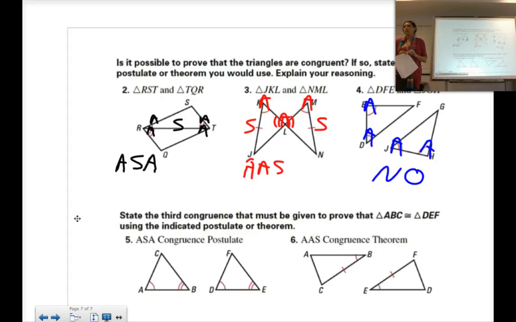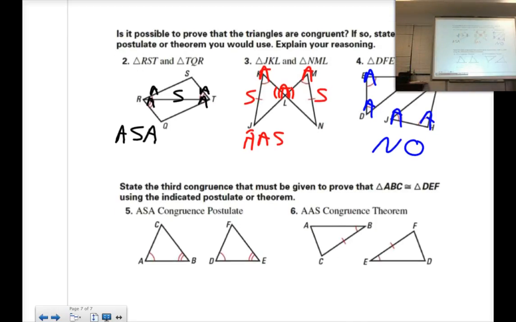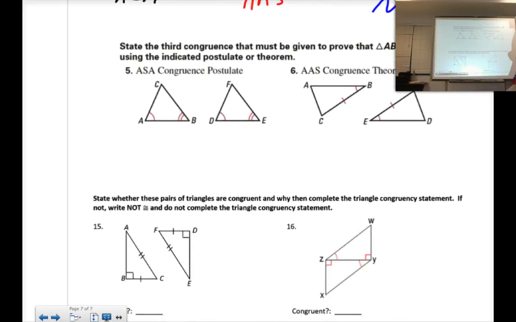Okay, how do we feel? All right. There's a different way I could ask you this question. So let's look at 5 and 6. Number 5 says state the third congruence that must be given to prove that triangle ABC is congruent to triangle DEF using the indicated postulate or theorem. So this is kind of the converse of what I asked you before. I gave you all the information, you told me the theorem. I'm giving you the theorem, you need to tell me the piece of information that I'm missing.